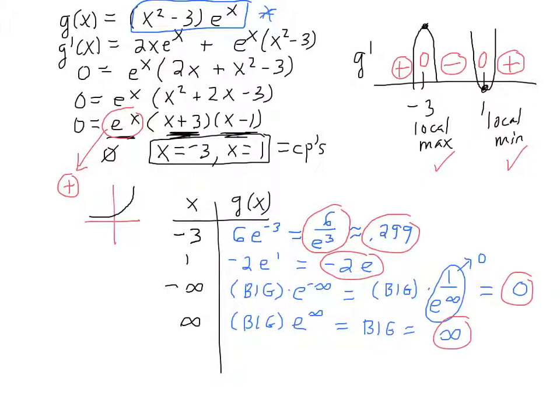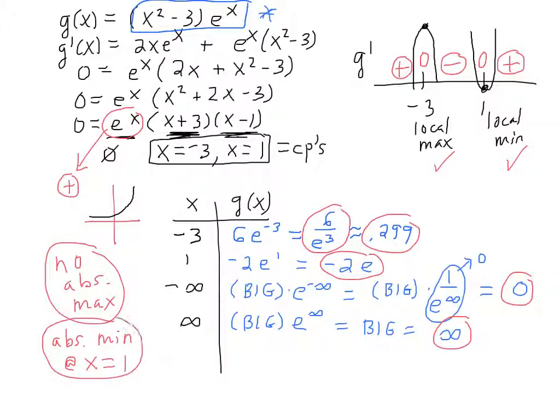Well, this infinity down here suggests that we have no absolute max, okay, because it goes up forever. And the smallest one that we see is this -2e. Okay, that's clearly a negative number. It's the smallest out of the 4. So that suggests that we have an absolute min at x equals 1. Now, yes, it's true that when x equals 1, it was a local min, but we can further classify it as an absolute min since it's the absolute lowest value.